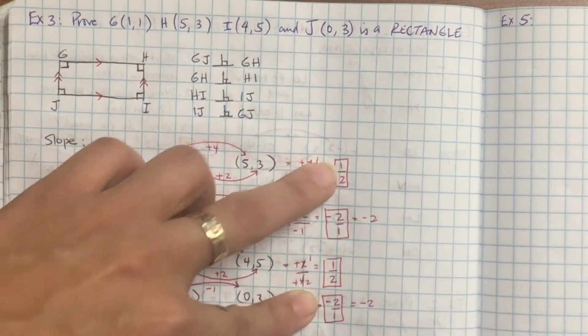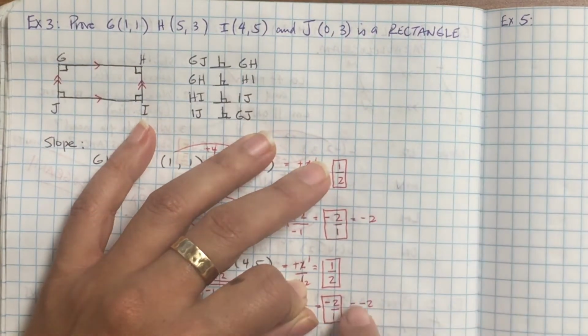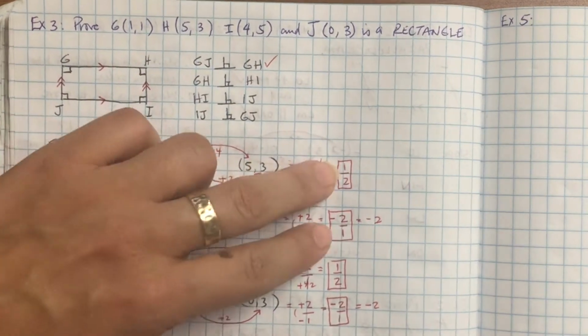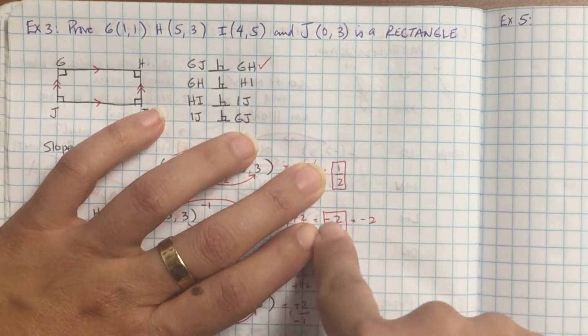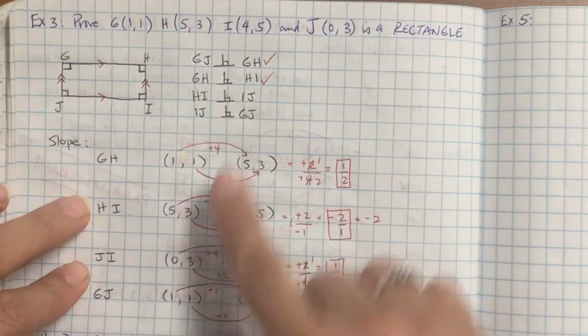So what I need to do is flip the slope and see if they're the same. So looking at GJ and GH, flip the slope. So when I flip it, it flips the fraction over and changes the sign. Look at GH and HI. So take 1 over 2, flip it. So that's going to be 2 over 1, and then change the sign from negative, becomes positive. So that's perpendicular. Check the next two.